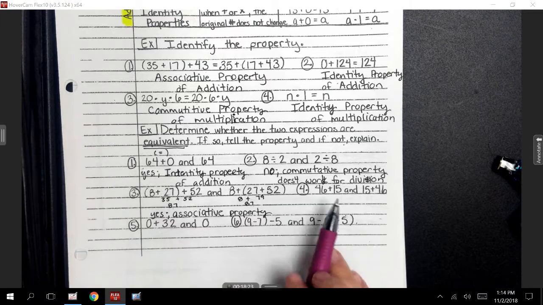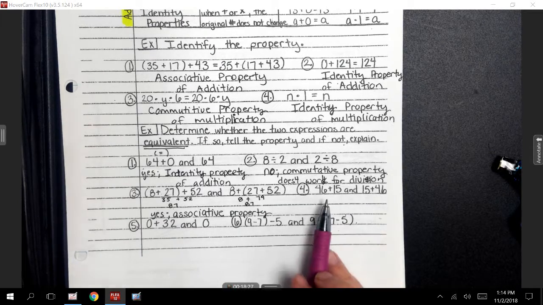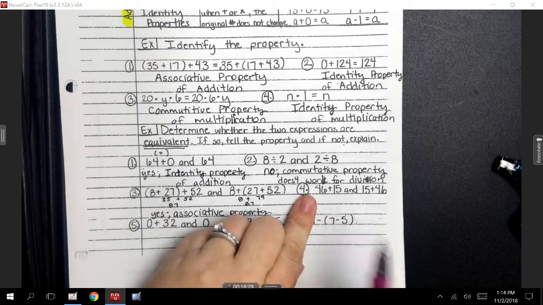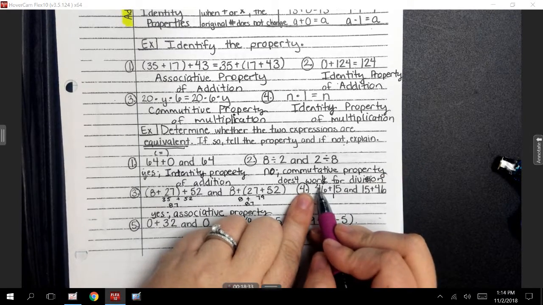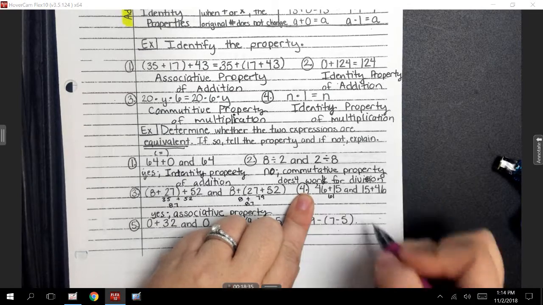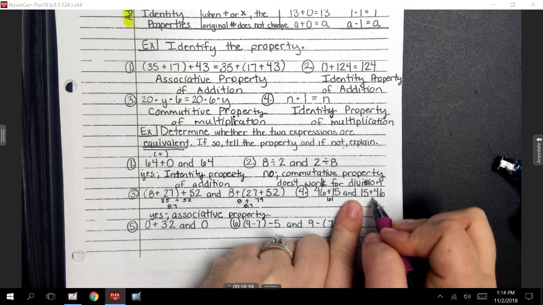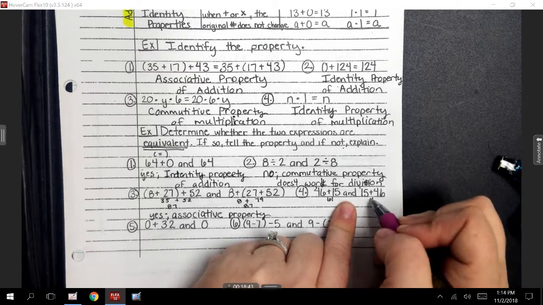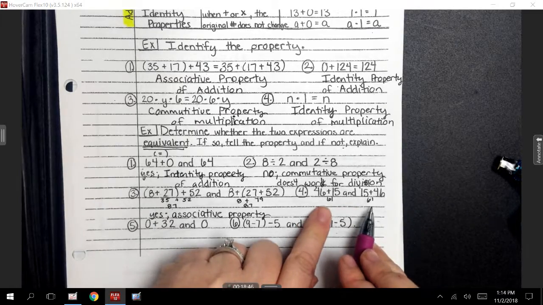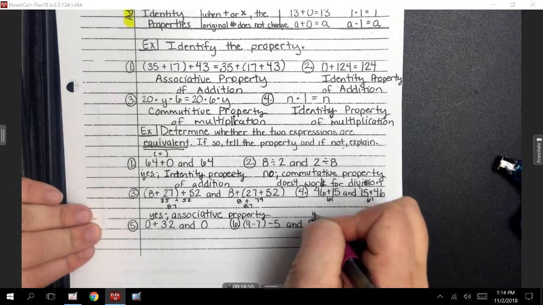Next one, it says 46 plus 15, and then 15 plus 46. If I add these together, 6 plus 5 is 11, carry my 1. 4 plus 1 is 5, plus that other one is 61. If I add these together, again, 5 plus 6 is 11, carry my 1. 1 and 1 is 2, plus 4 is 6. They're both 61, so are these equivalent? Are these equal? Yes.